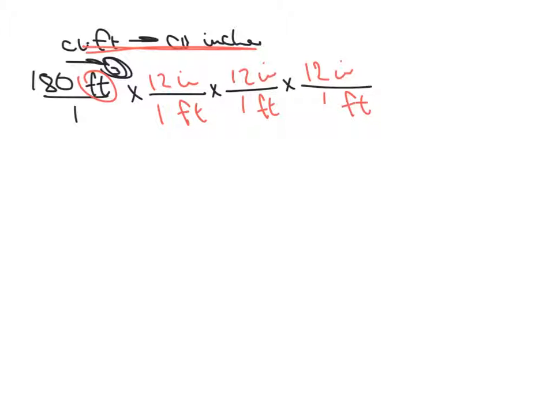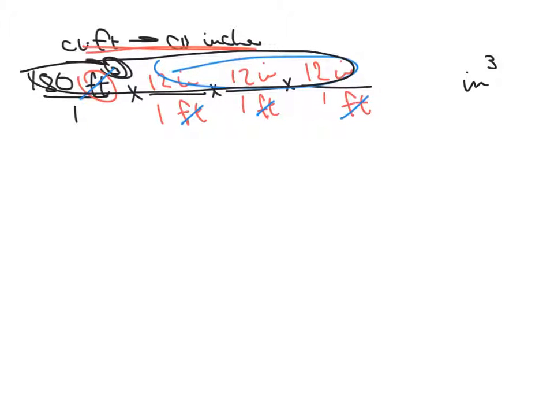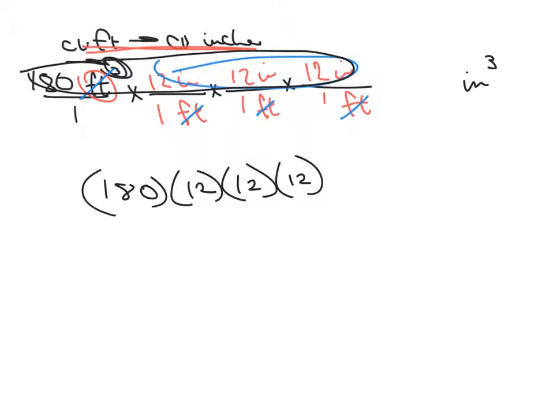Okay. So in this case, we cross out 1, 2, 3 feet with these 3, and we're left with inches cubed. Inches cubed is our ending, and that's what we're looking for, so that's a good thing. Multiply 180 by 12 by 12 by 12, and we're just going to leave it that way. 180 times 12 times 12 times 12 inches cubed. We're not even going to do the math. You don't need to worry about doing the math there.